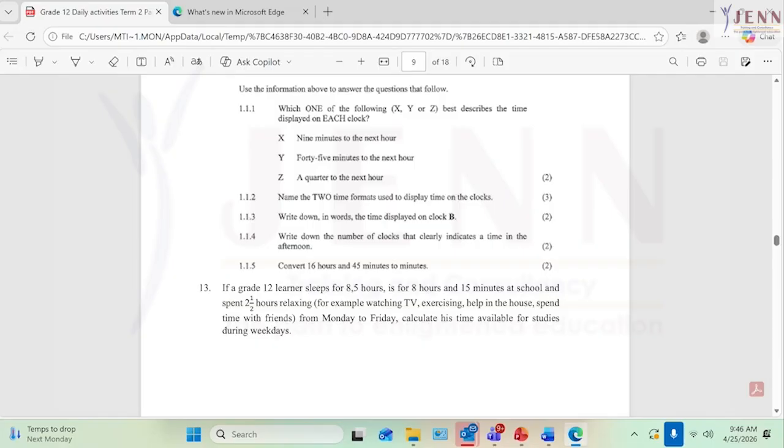For BMI, most learners are struggling to find the height if the BMI and the weight are given, or they're also struggling to get the weight if the BMI and the height are given.